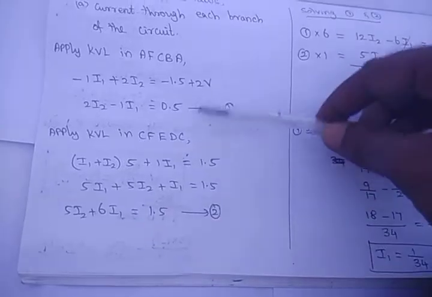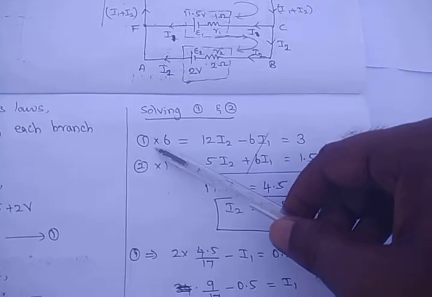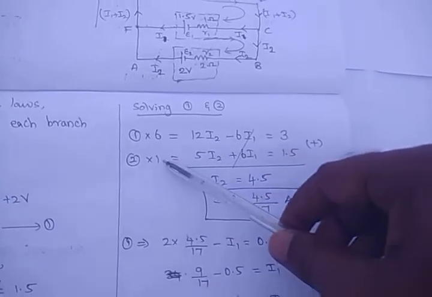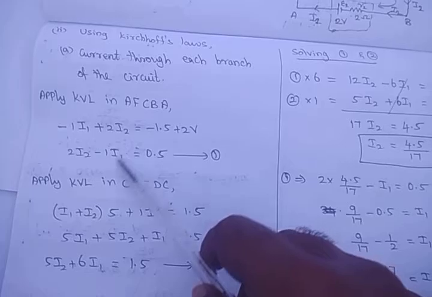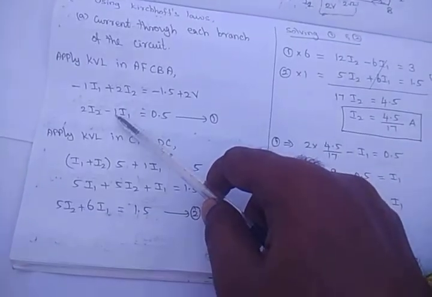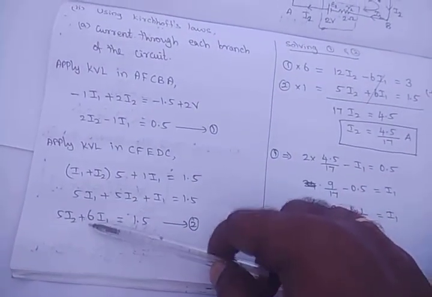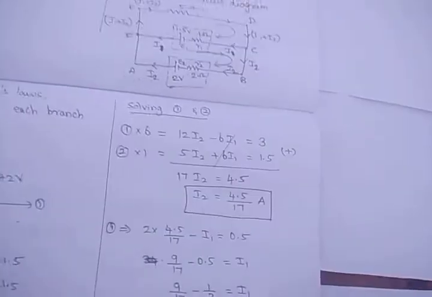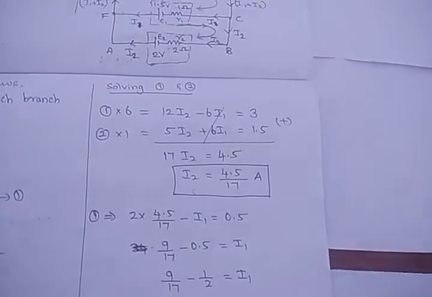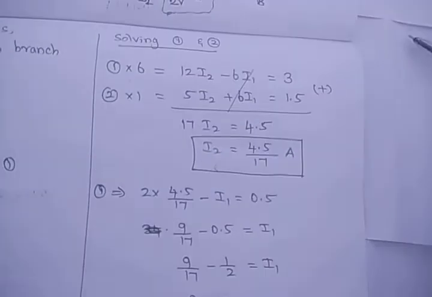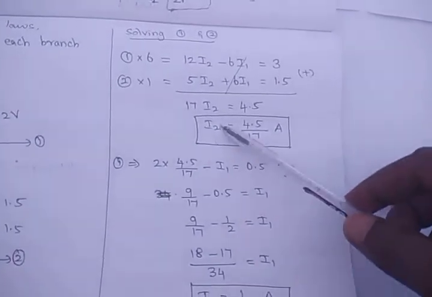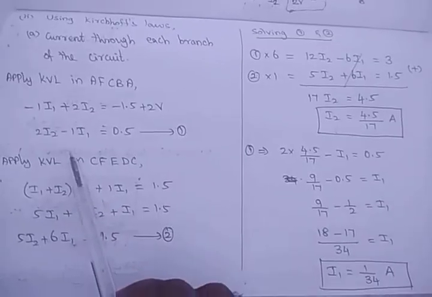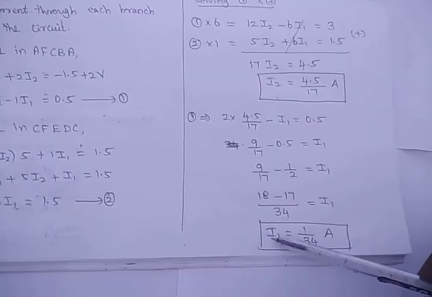So by solving these two equations, what will we get? As earlier, solving these two equations, 1 into 6 and 2 into 1. Why are we multiplying with 6? Here it is minus 1 I1 and here it is plus 6 I1, so in order to cancel the I1, I multiply with 6. So by solving, we get I2 equal to 4.5 by 17 ampere. Then substituting this I2 in this equation, we get I1.